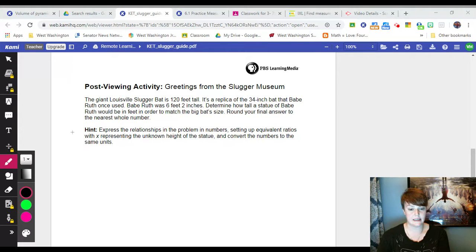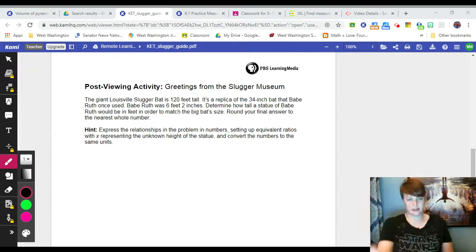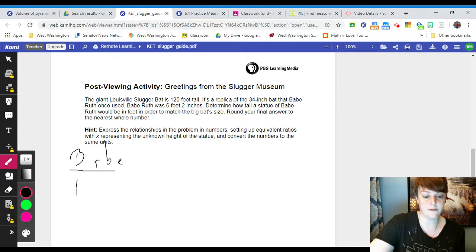In this hint here, it says express the relationships in the problem in the numbers, setting up equivalent ratios with x representing the unknown height of the statue, and convert the numbers to the same units. We're going to talk about this a little bit more tomorrow, but one of the things they're talking about here is let's talk about Babe versus his bat. Oh boy, my handwriting is bad.